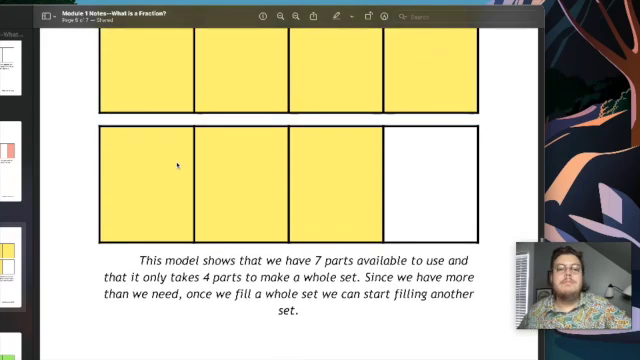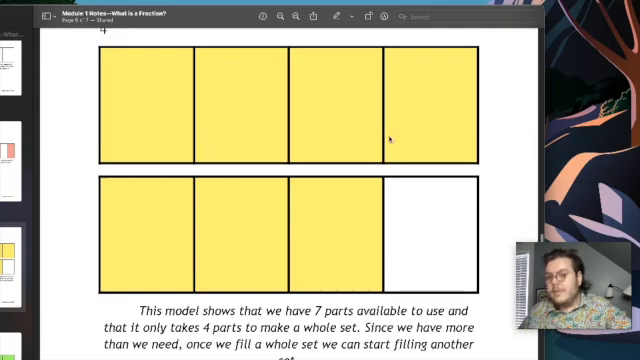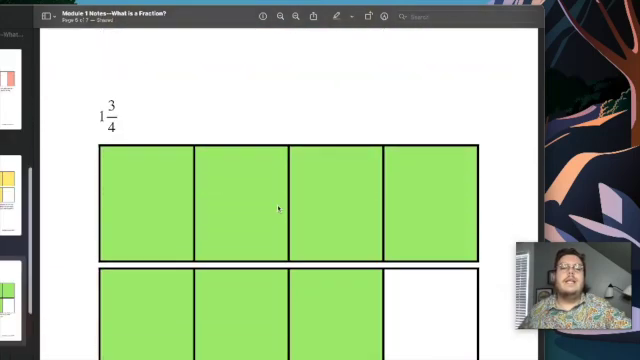Okay, so this model shows that we have 7 parts available to us to use and that it only takes 4 parts to make a whole set. Since we have more than we need, once we fill a whole set, we can start filling another set. So we filled up our whole set. We still had more, so we start filling up another one. Okay, last one.